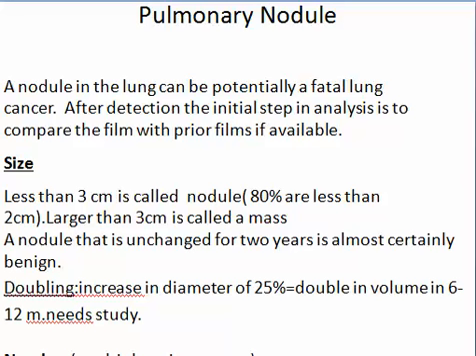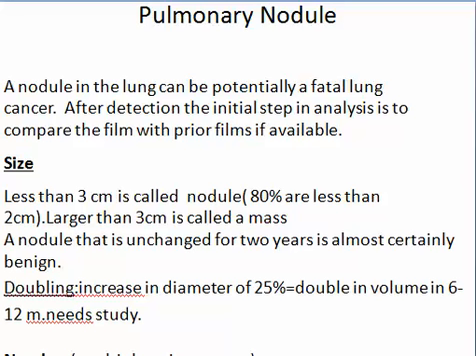A nodule that is unchanged for 2 years is almost certainly benign. It wouldn't be malignant, because malignancy is expected to double its size. Doubling, that is increasing the diameter by 25%, is equal to doubling the volume in 6 to 12 months. This needs study. That means if the diameter is increased by more than 25%, the volume is doubled. If this occurs within 6 to 12 months, this is a bad sign and indicates malignancy.